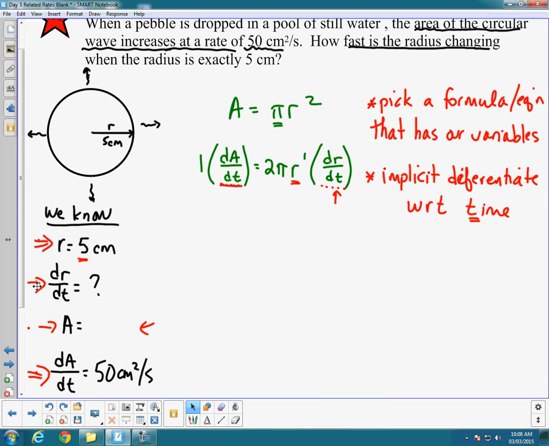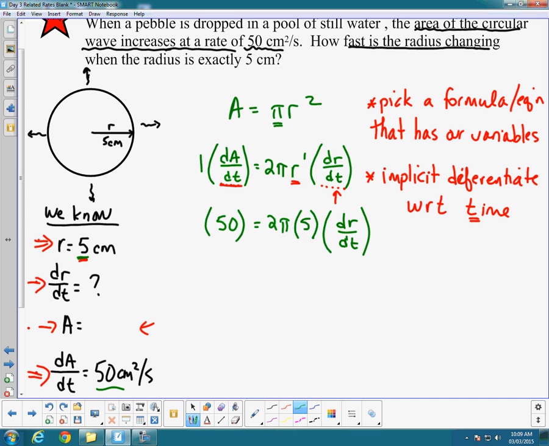So now the math is relatively easy at this point. I start substituting. I don't need the 1 anymore. I'm going to replace this with 50. And 2 pi is just 2 pi. R is 5, so I'm going to replace the r with 5. And then this is my unknown, so I'm going to leave it as dr by dt. Math is pretty easy at this point. 10 pi dr by dt. Divide both sides by 10 pi, and I get 50 divided by 10 pi.